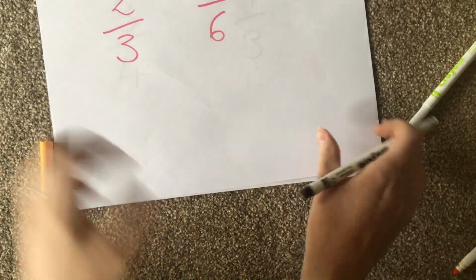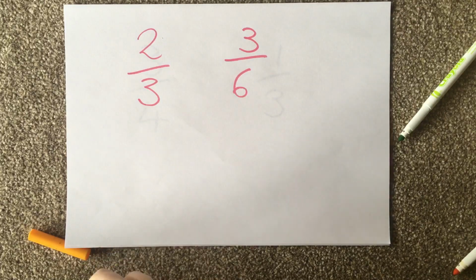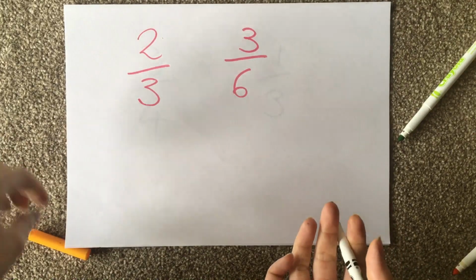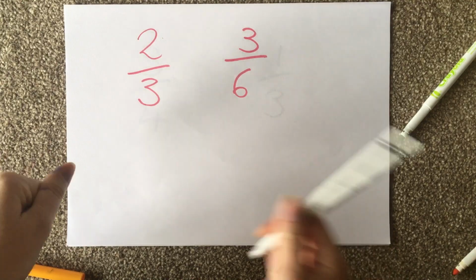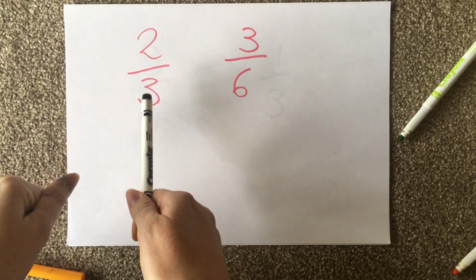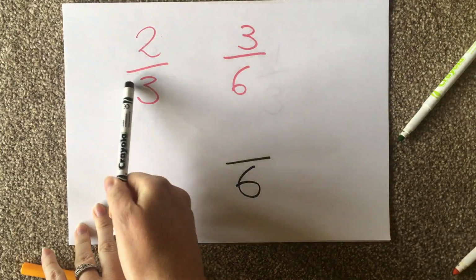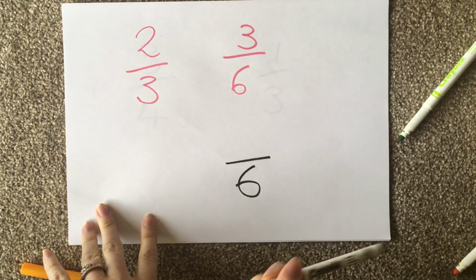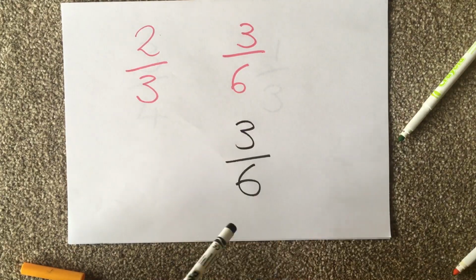Let's look at that again. So here's another example. This time I've got 2/3 and I've got 3/6. So I'm thinking to myself, well, how can I make those denominators, those bottom numbers, the same? Well, I could use 6 because 3 will go into 6. So I start by seeing whether one will go into the other. 3 does go into 6, so I can have 6. 3/6 will stay the same.